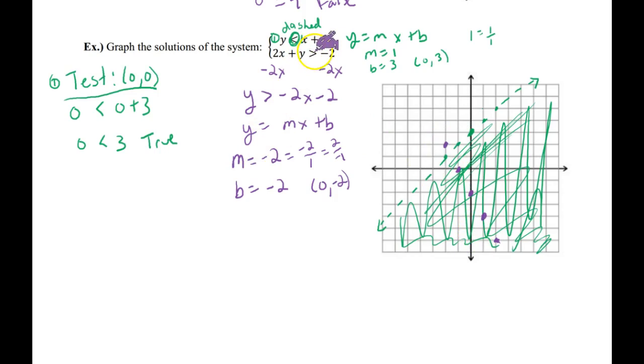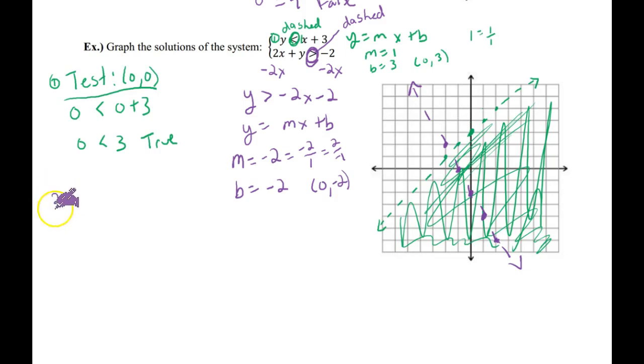And before I draw my line, I look at my inequality. This is a greater than. Since it's a greater than, that means it's going to be a dashed line. There is no equal to bar. So the same thing here, I'm going to dash my line, showing that the line is not part of my solution set.